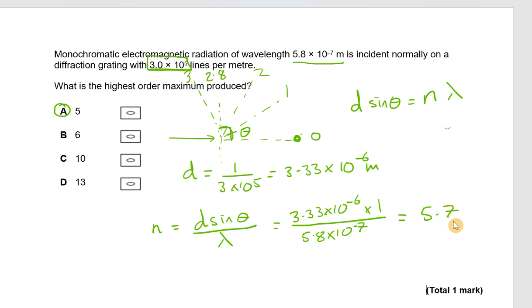Well, 5.7, that's the one at 90 degrees. These have to be whole numbers, so the number that's smaller than 5.7, i.e. 5, will be the last order that is possible to produce. The answer is A.